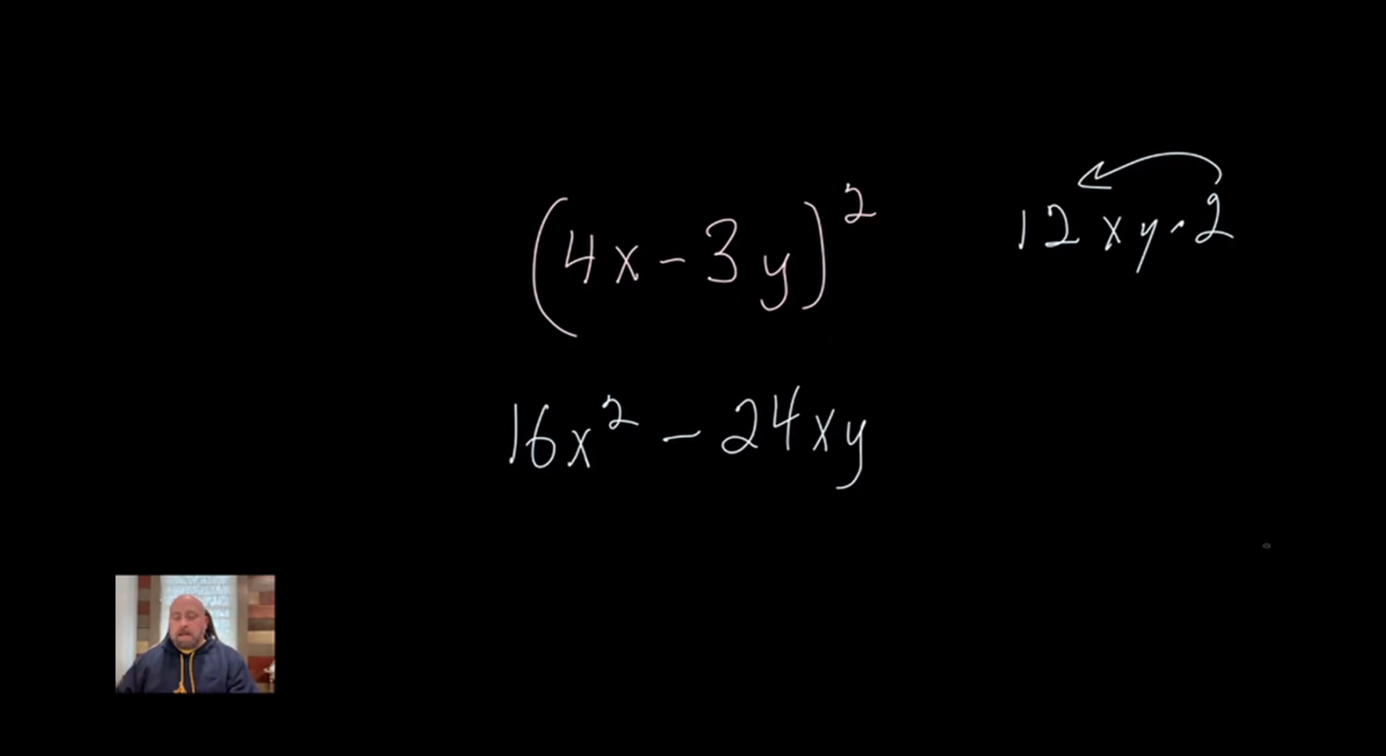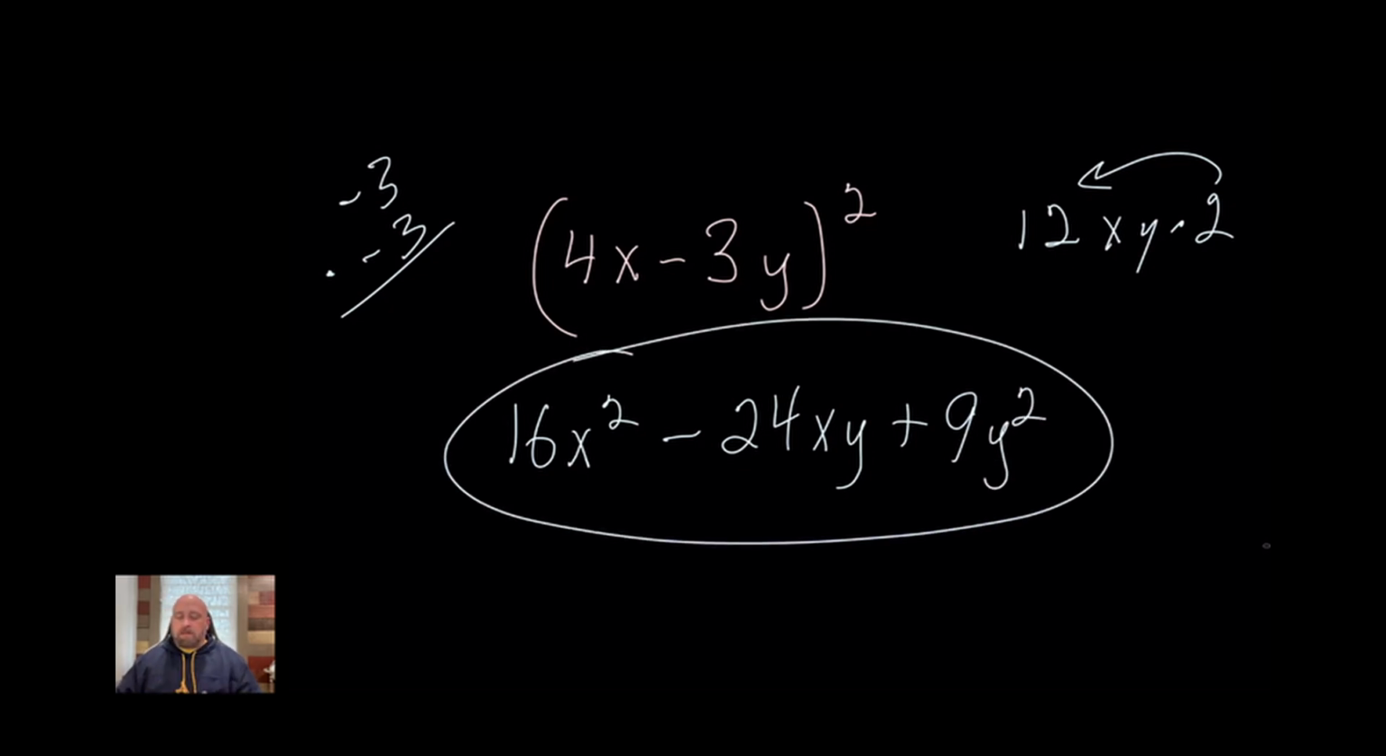And then here at the end, this is one where it's a little bit of a trick, because when you square that, it's a -3 times a -3. Negative times negative is always going to give you positive. So this last sign is going to be positive. And it's 3 times 3, which is 9. Y times y is y squared. So that would be your answer right there: 16x squared minus 24xy plus 9y squared.